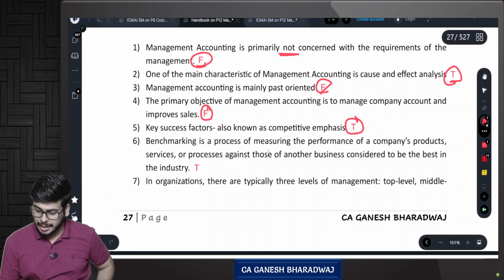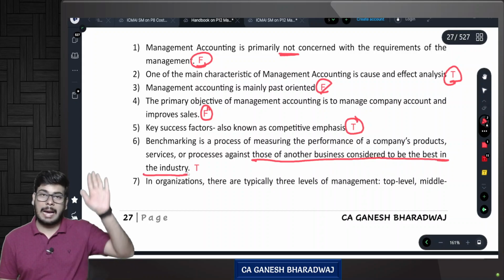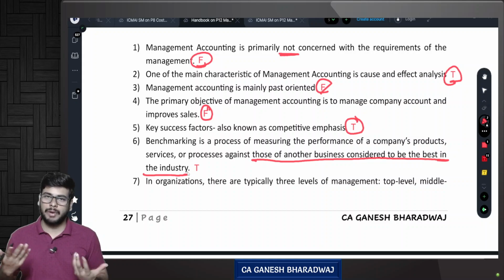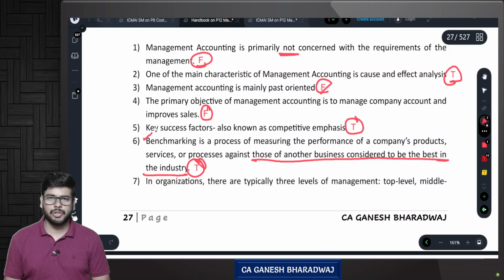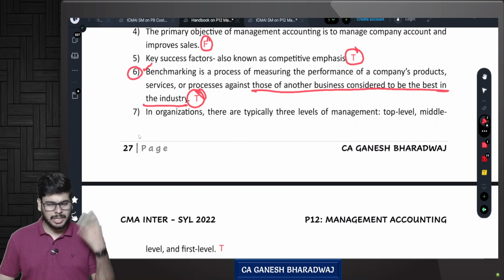Look at this. Benchmarking is a process of measuring the performance of the company's product or services or process against those of other business considered to be the best in the industry. So Apple is the best in the industry. I will compare Apple's product with my product and see where I lag, so that this will help me to improve further in the business. Correct? So this statement is true. We have not seen it technically speaking. I have just copy-pasted all these things from the institute study material. Ideally speaking, in chapter 1, this benchmarking was not seen anywhere. Anyways, they have just kept it. We will also do it, I think. It is not mentioned anywhere. Anyways, logically you can answer.